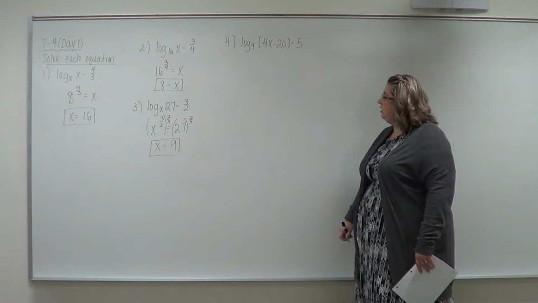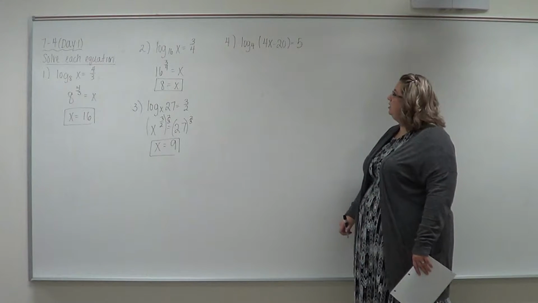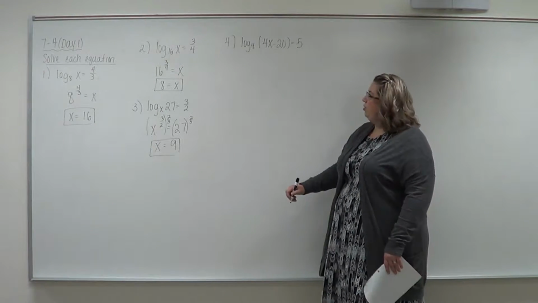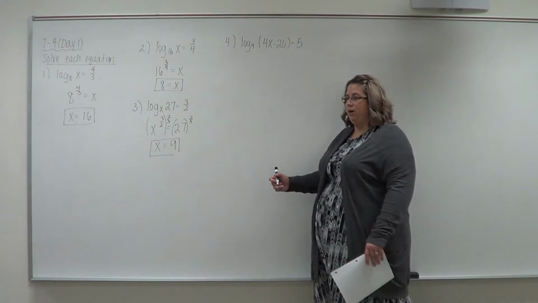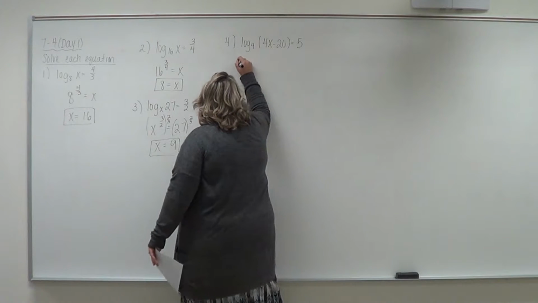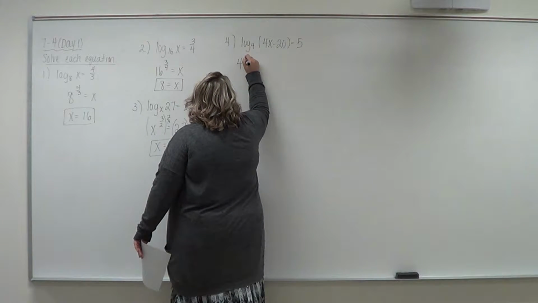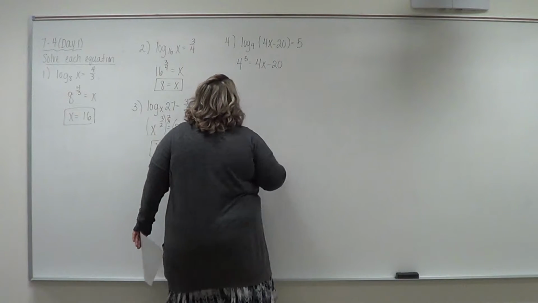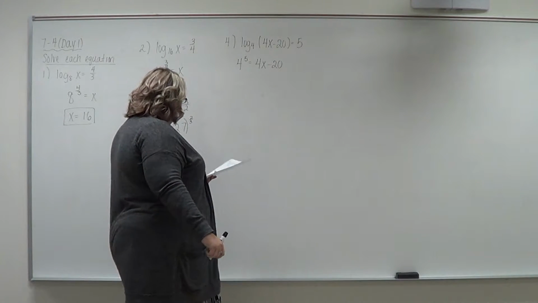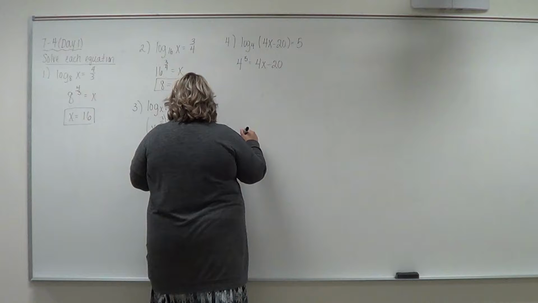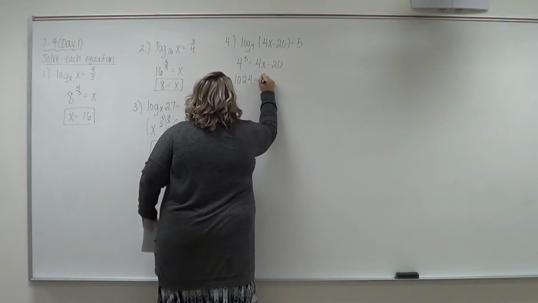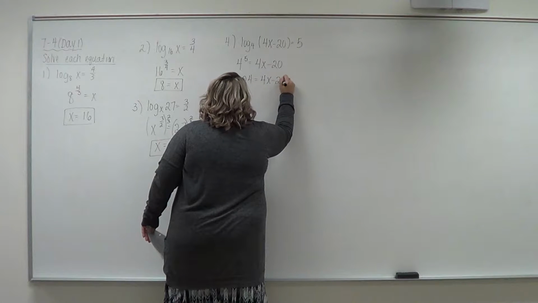Okay, we'll do one more like this, and then we'll talk about when you have logs on both sides. So it's the same way. Just because it has more going on doesn't mean it's not done the same way. So you're going to write it as an exponential. So this would be 4 to the 5th equals 4x minus 20. Okay, I'm going to figure out what 4 to the 5th is, which is 1024 equals 4x minus 20.